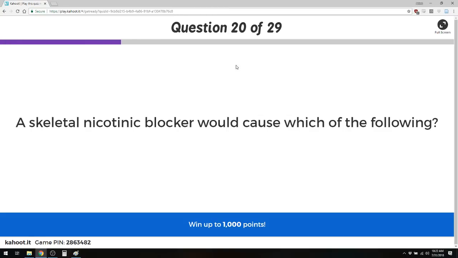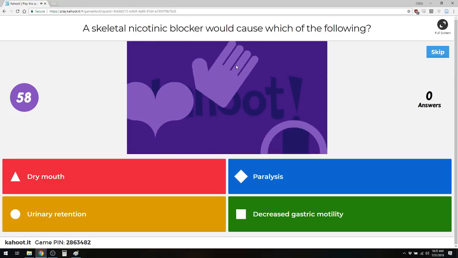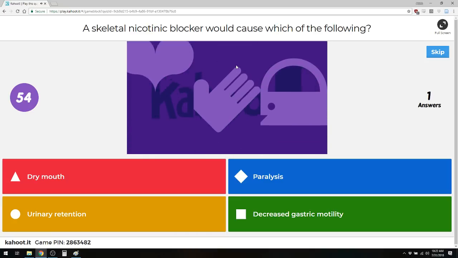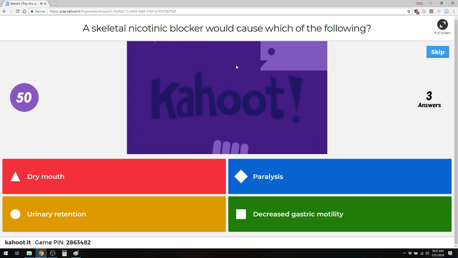A skeletal nicotinic blocker would cause which of the following? Dry mouth, paralysis, urinary retention, or decreased gastric motility? Skeletal nicotinic blocker.